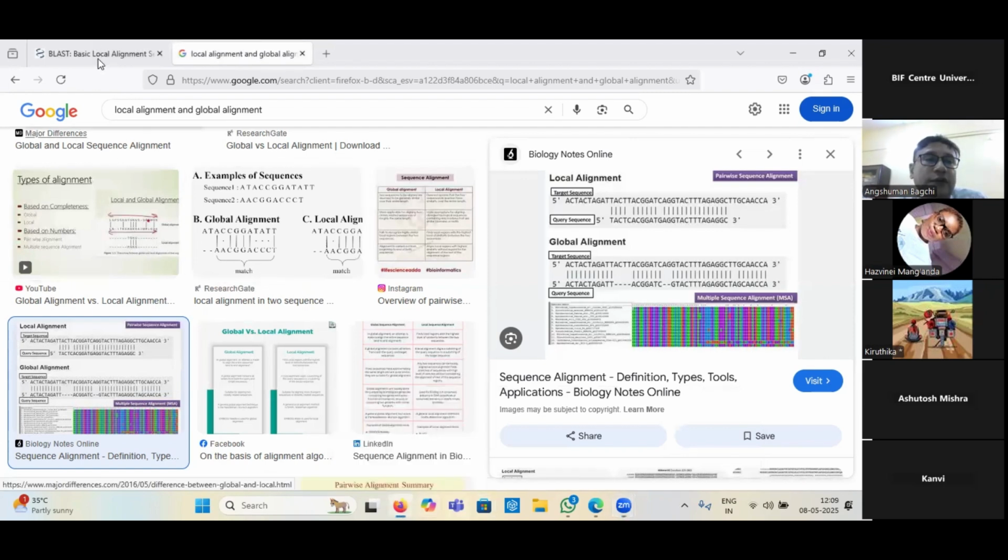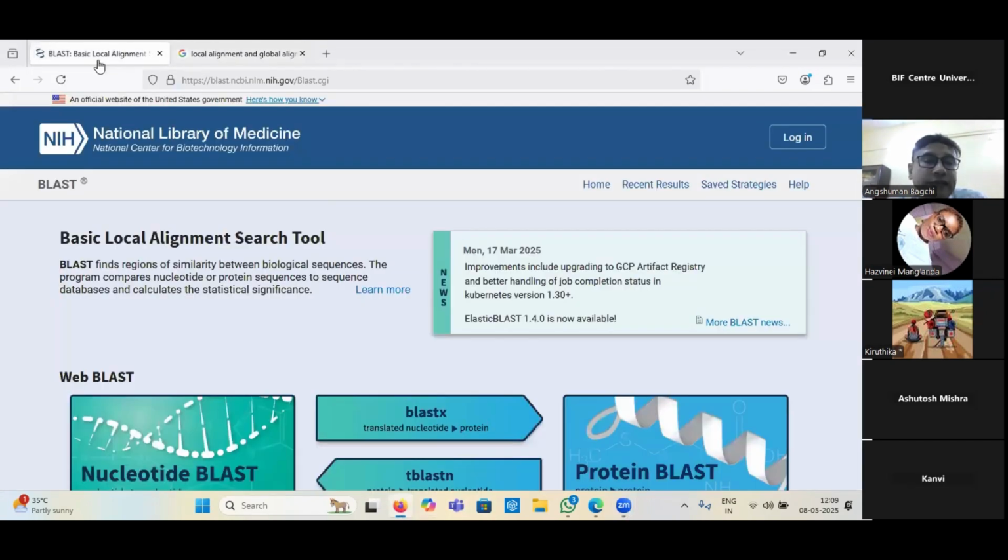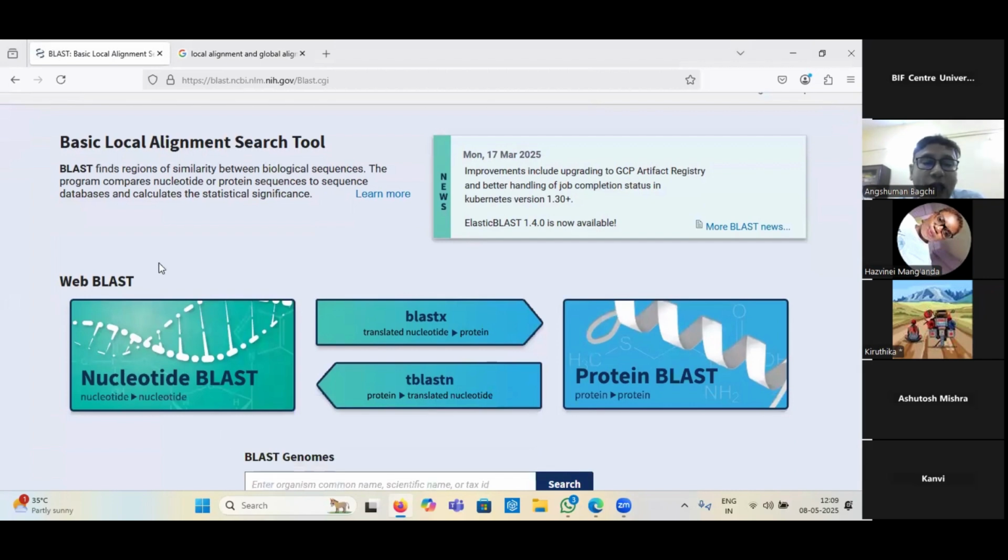See, now this is the sequence alignment page. This is the BLAST. You have several different options of BLAST. If you have only the nucleotide sequence, you have to use this one. It aligns a nucleotide with a nucleotide. And this is protein BLAST. It aligns a protein with a protein.